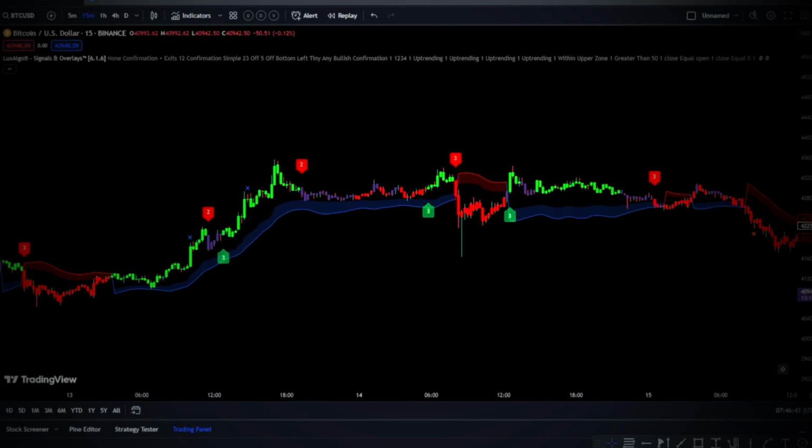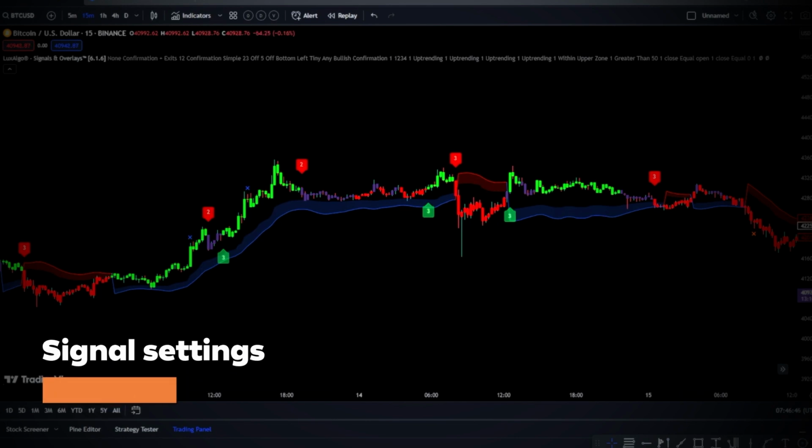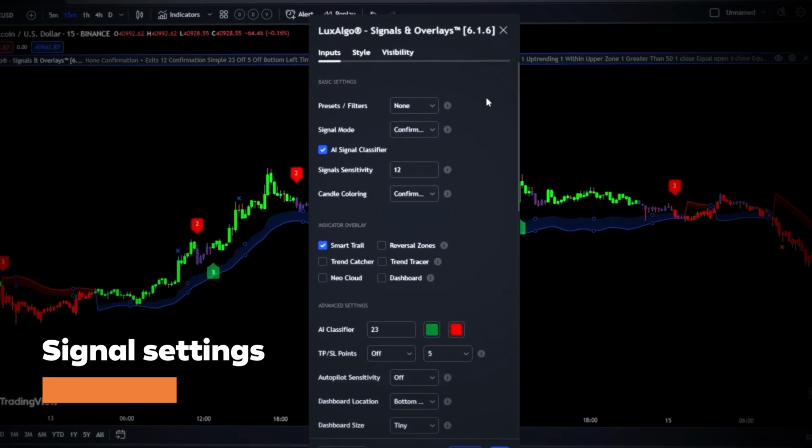If you wish to get signals for a shorter term price movement, say you're scalping or looking for a quick swing trade, then you can go into the settings and adjust the signal sensitivity.